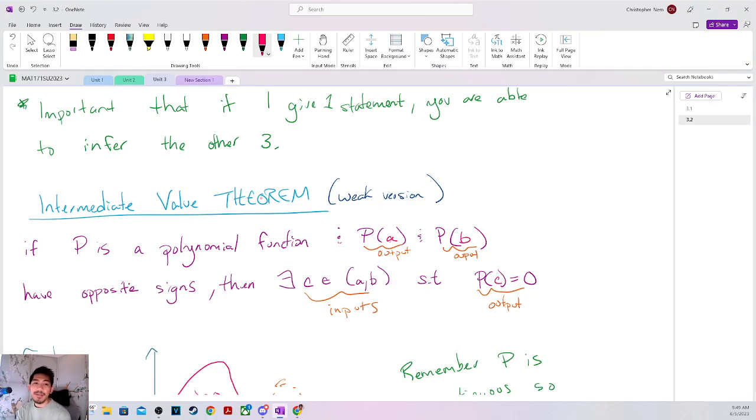All right, this is called the intermediate value theorem, and I'm going to give you the weak version. I give you the weak version because a lot of students struggle with the strong version, and eventually we had to find a middle ground.